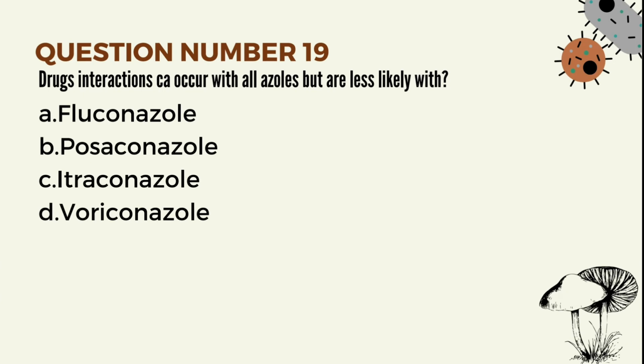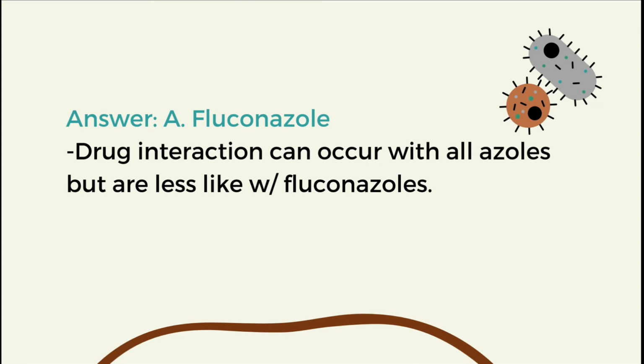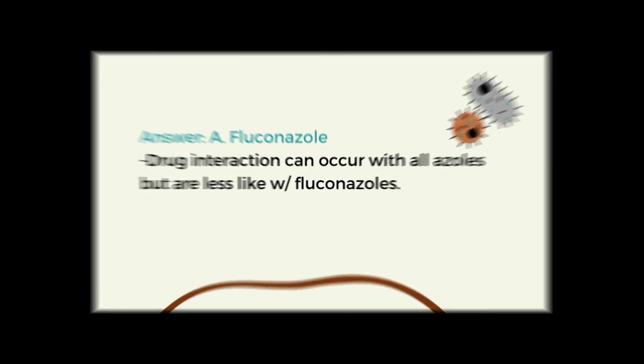For question number 19, drug interaction can occur with all azoles but is less likely with A. Fluconazole, B. Posaconazole, C. Itraconazole, or D. Voriconazole? Answer is letter A, fluconazole, because drug interaction can occur with all azoles but is less likely with fluconazole.